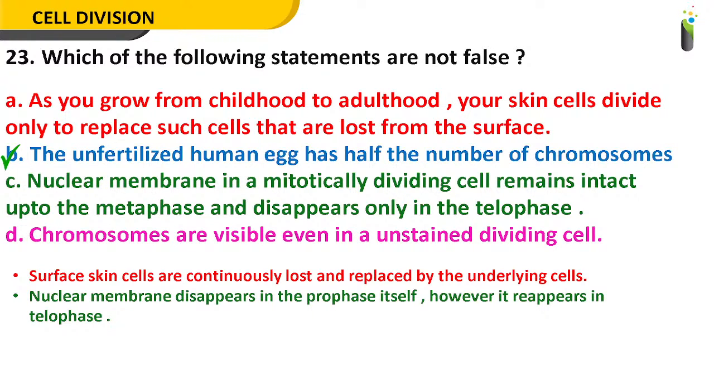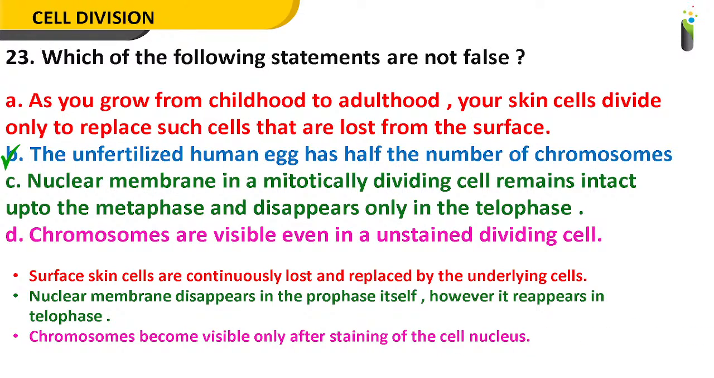Then option D says chromosomes are visible even in an unstained dividing cell. That's wrong. Chromosomes become visible only after staining the cell nucleus. And for your kind information, if you need to study the structure of chromosomes in detail, we have to study the metaphase stage, because in this stage the chromosomes become more distinct and more completely visible. So friends, please keep this in mind.